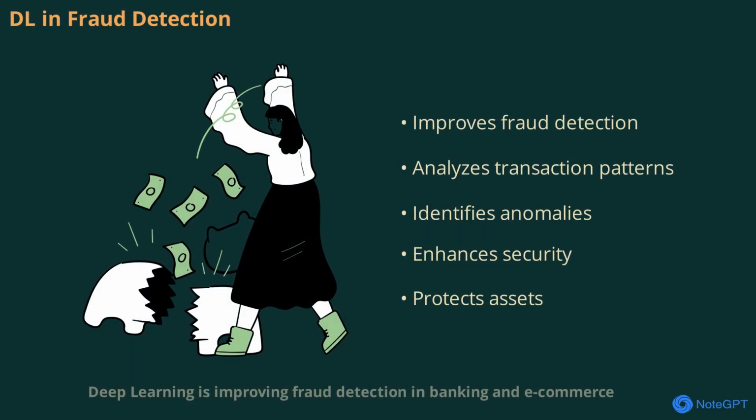Deep learning is improving fraud detection in banking and e-commerce. DL models analyze transaction patterns, identify anomalies, and flag suspicious activity. By learning from large datasets, these systems adapt to new fraud tactics and enhance security. The complexity of financial transactions makes DL ideal for protecting assets and customers.